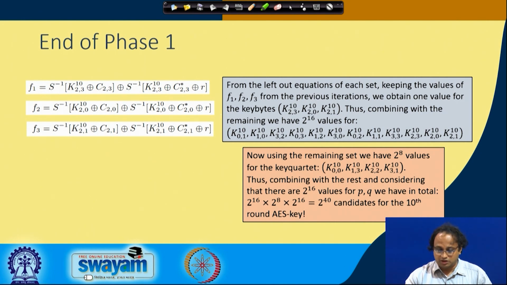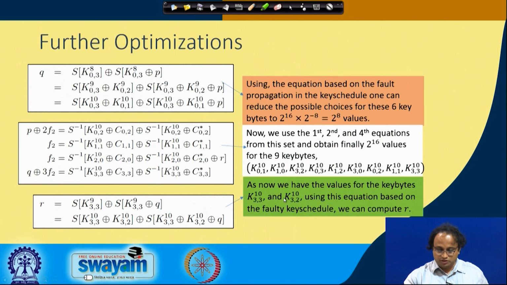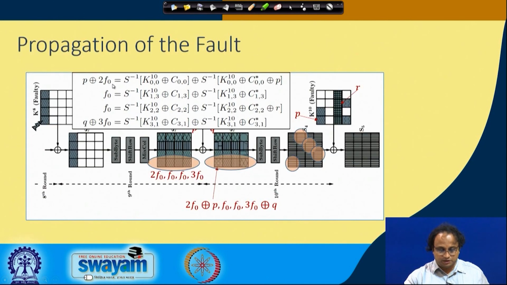So what we do now is that with the remaining 2 to the power of 16 values, if you combine them, you will have 2 to the power of 16 values for now. You already had this, but now you will also be taking up these 3 additional key bytes. Now using the remaining set, remember that we had one equation set which we did not consider. This is the first equation set. I will take this equation set and see whether it satisfies. From our previous discussions, if you combine this with the rest, considering there are 2 to the power of 16 values, you get 2 to the power of 8 values for the key quartet. So there will be 2 to the power of 8 values which will satisfy this equation, as we have seen traditionally, and we can easily follow that.